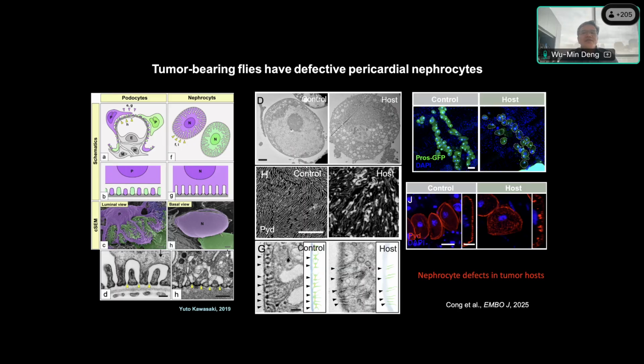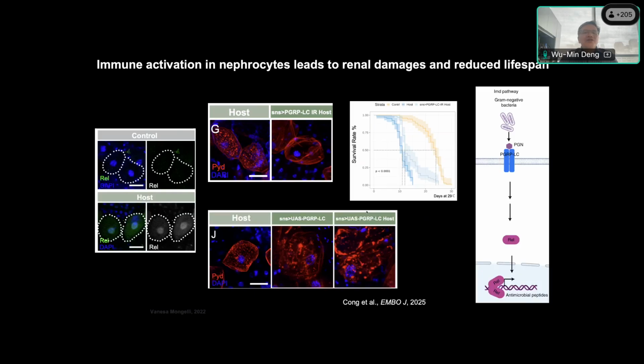One of the things that we looked into is what really caused this tumor-host response. Fei was able to identify that it is immune activation. As David and Norbert mentioned earlier, the fly has an innate immune response, the Toll pathway and also another pathway called the IMD pathway. In this case, the IMD pathway is activated in the nephrocytes. You can see the Relish becomes nuclearly localized.